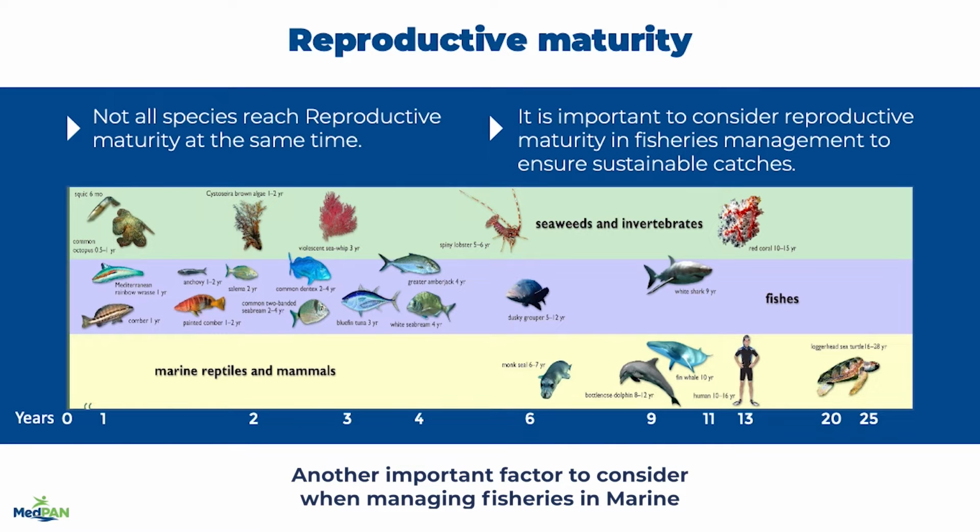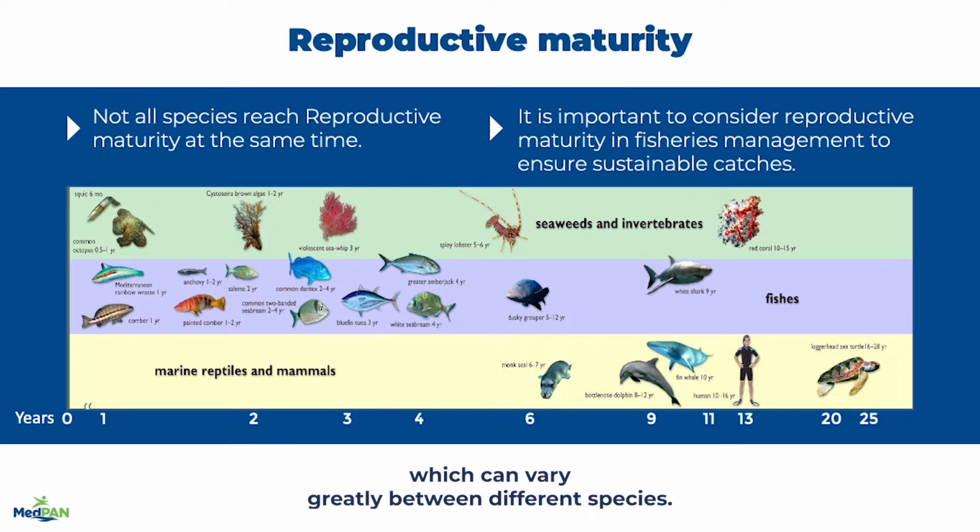Another important factor to consider when managing fisheries in marine protected areas is the reproductive maturity of the target species. This refers to the age at which individuals are capable of reproducing, which can vary greatly between different species. For example, species like gilt-edged sea bream and European sea bass do not reach maturity until they are 2 to 3 years old, while other species like octopus and cuttlefish can reproduce when they are only a few months old.